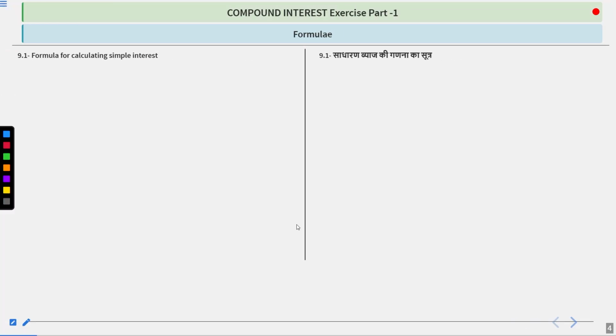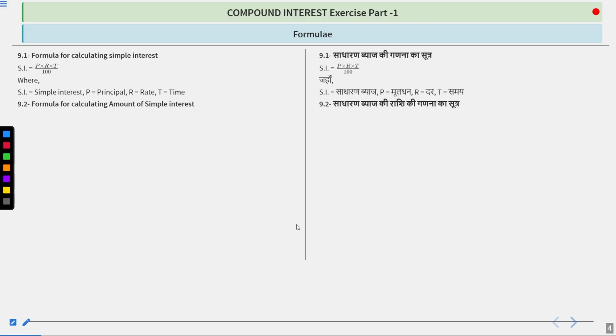Now these are the formulas which we are going to use while solving the questions. Formula for calculating simple interest, that is SI is equal to P into R into T upon 100, where SI is simple interest, P is principal, R is rate and T is time. Then we have the formula for calculating amount on simple interest, that is A is equal to simple interest plus principal P, where P is principal, A is amount, SI is simple interest.